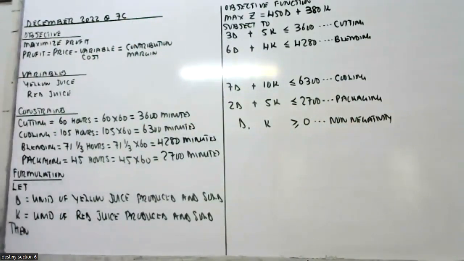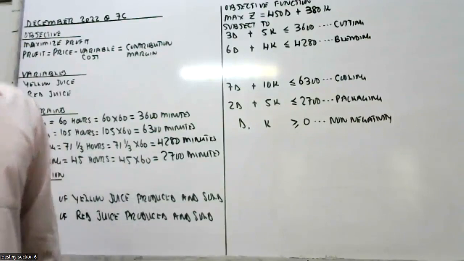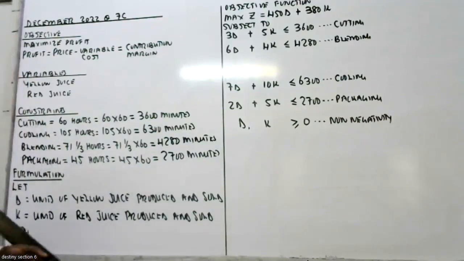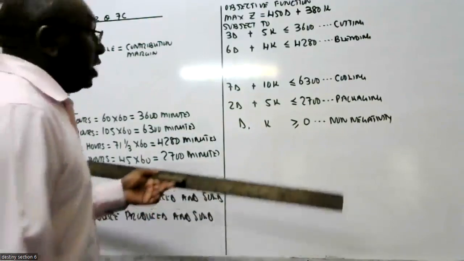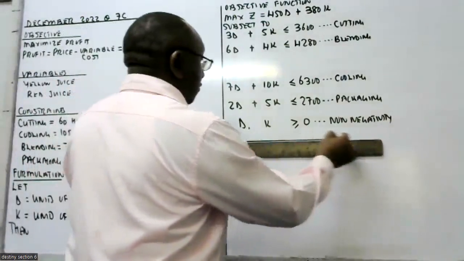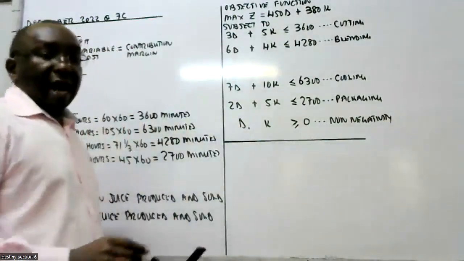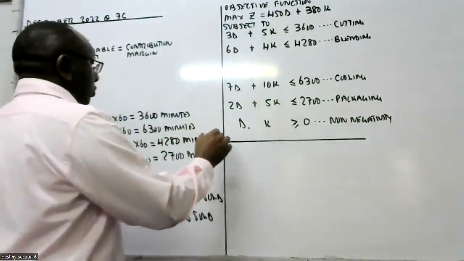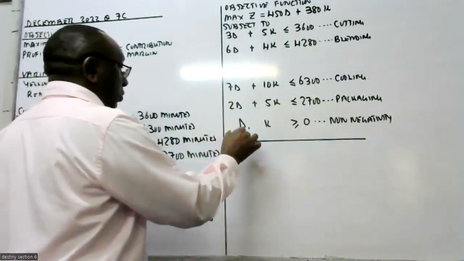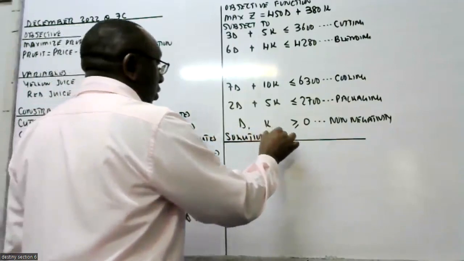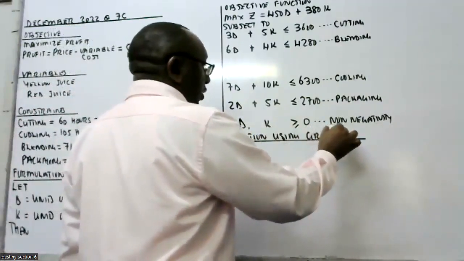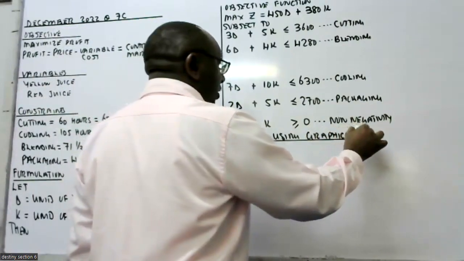So that is now what we call a formulation. After you have done formulation, the next thing now is to solve using the graph. So, solution using the graphical method.